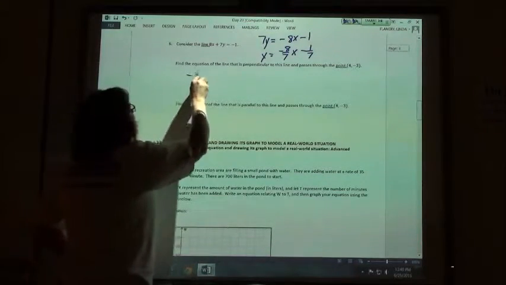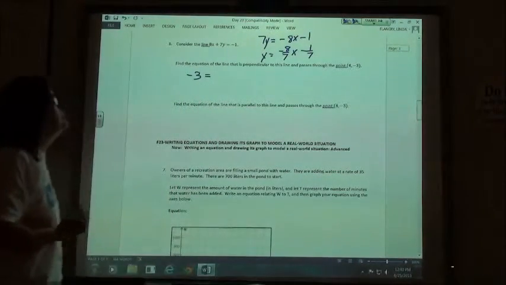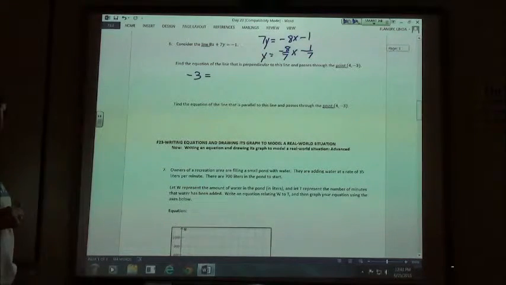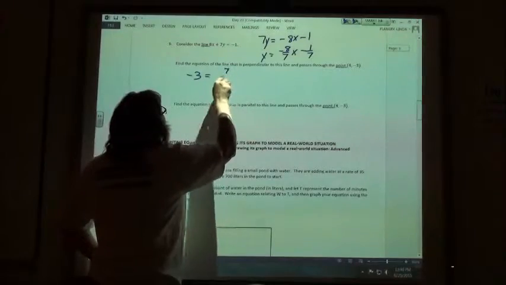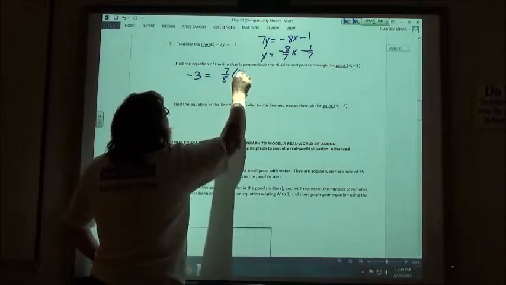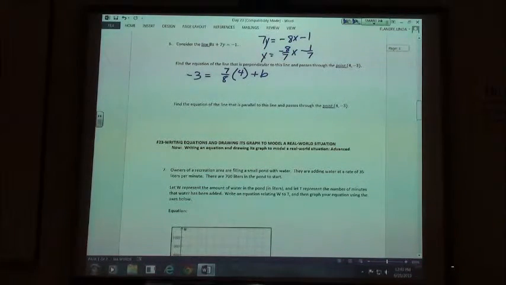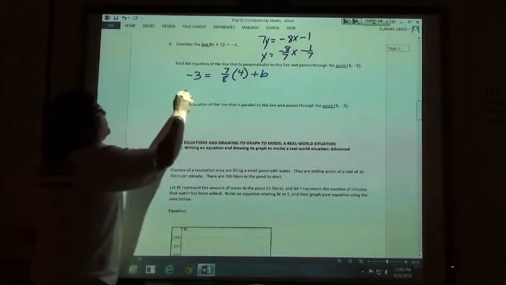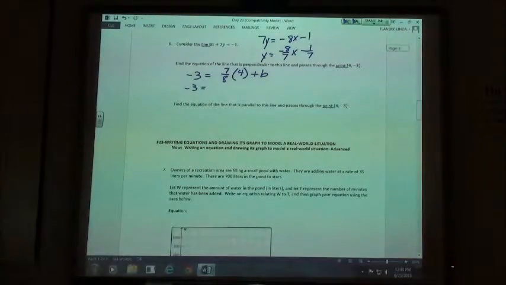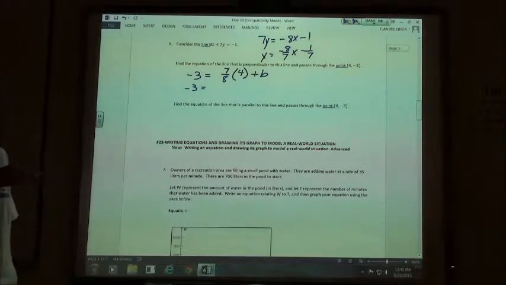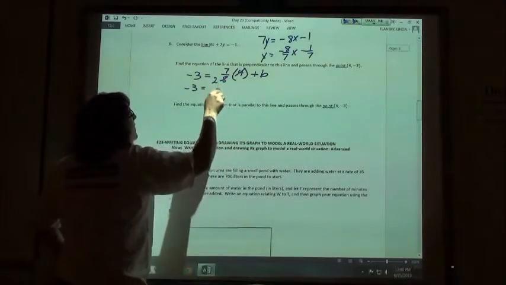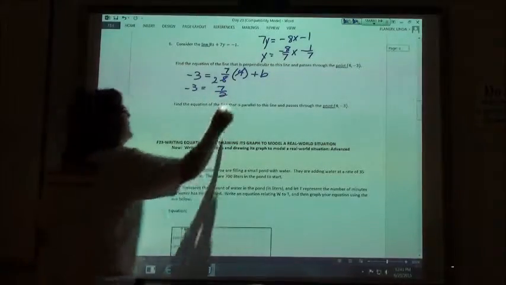Negative reciprocal. Negative 3 equals 7 over 8 times 4 plus b, right? And so 7/8 times 4 would give me 28 over 8, but I can reduce that down, right? Or I can just reduce here. 7 over 2, right? Plus b.